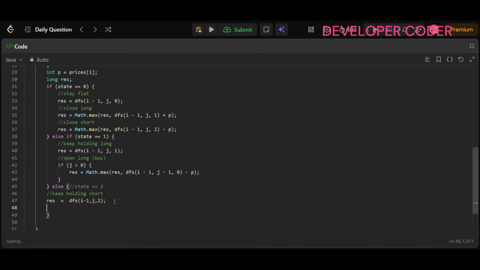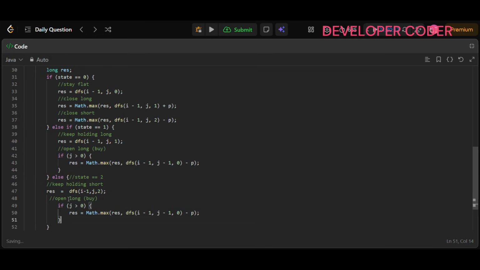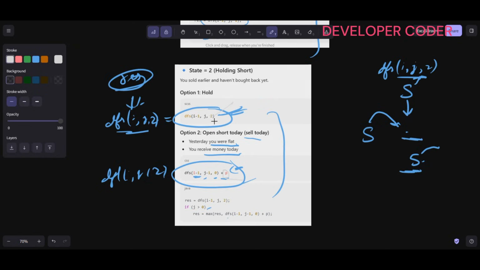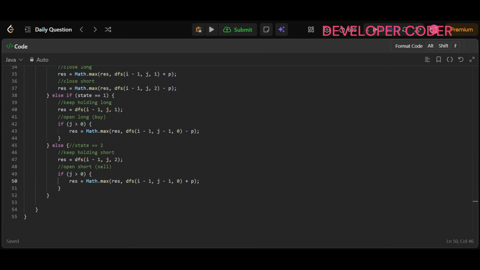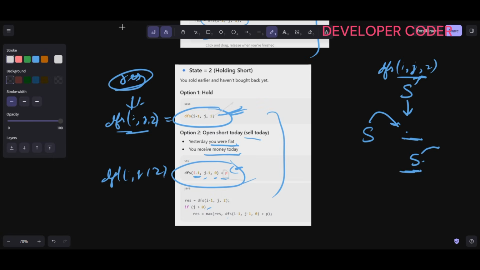But again we have to make sure that here j should be greater than 0. And here, open short, and instead of buy you can say sell, so dfs of i minus 1, j minus 1, 0, and here plus p. That's it. Okay, this is done. So result is dfs of i minus 1, j comma 2, and Math.max of result and dfs of i minus 1, j minus 1, comma 0, plus p. Clear?